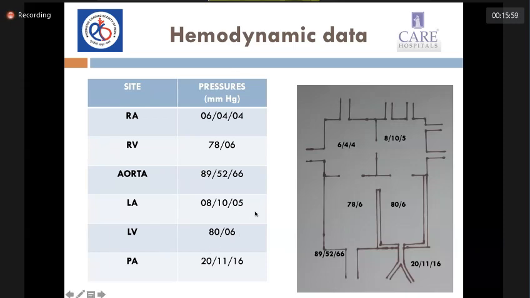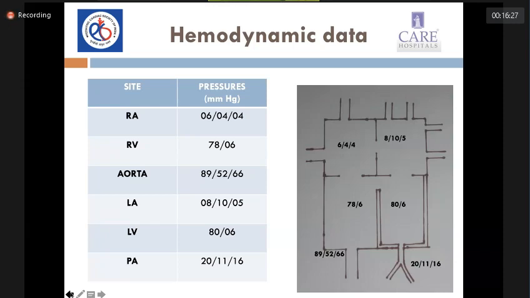Okay. What is your basis to tell that there is a VSD? So the systolic pressures of the RV and the LV are the same, sir. It is 80 and 78. So it means that there is a large unrestricted VSD, sir. So is isolated pulmonary stenosis common in TGA, or is it rare without VSD?